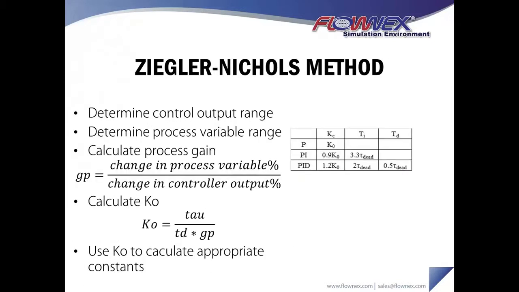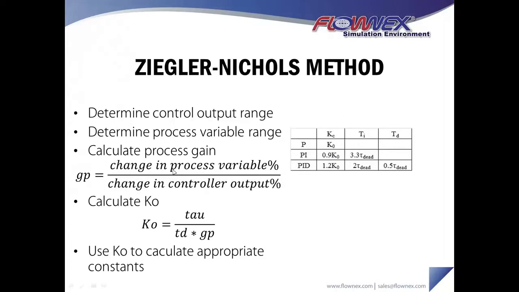After this, you need to determine your process gain. For this, you need to determine your control output range and your process variable range. Using these, you can determine the change in process variable as a percentage and the change in control output as a percentage, and divide these two to give you your process gain.